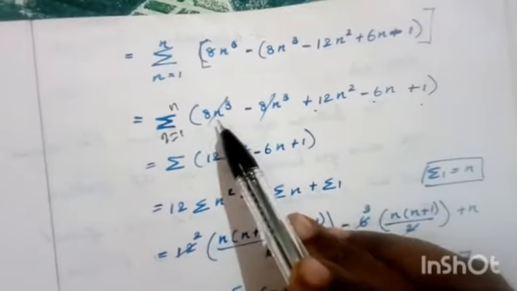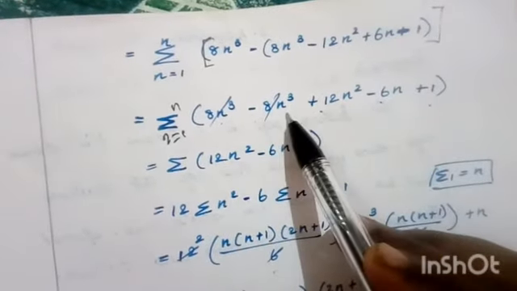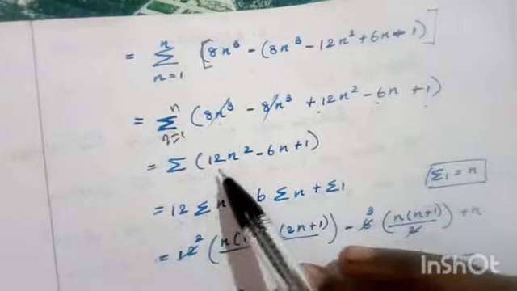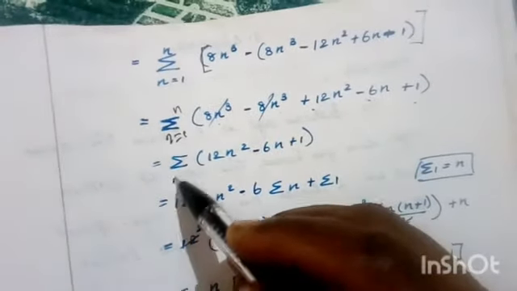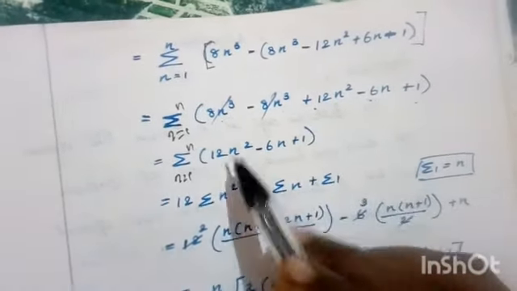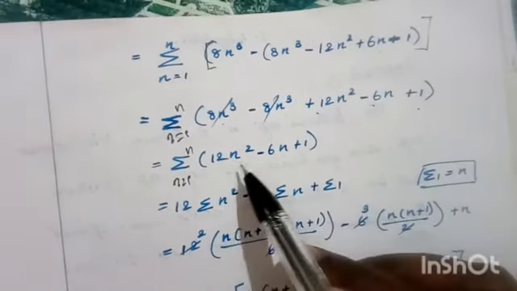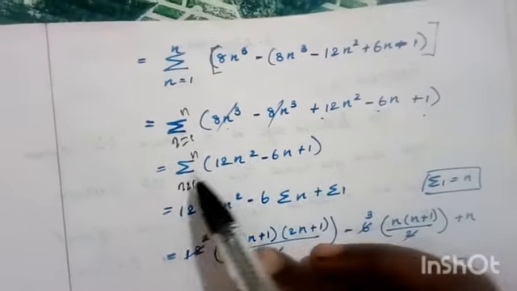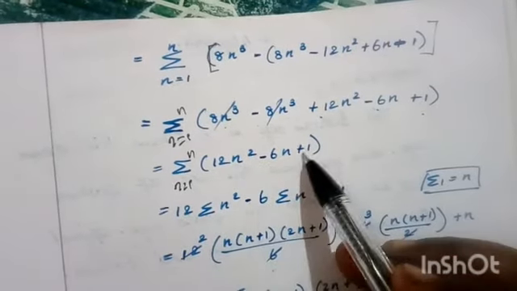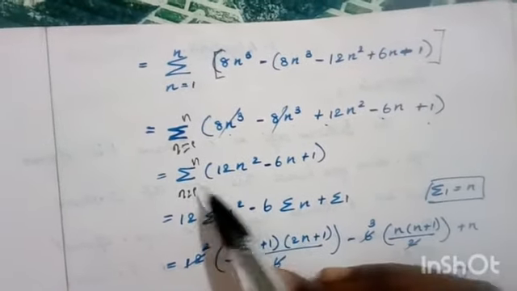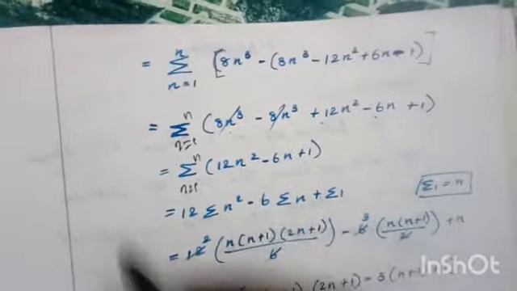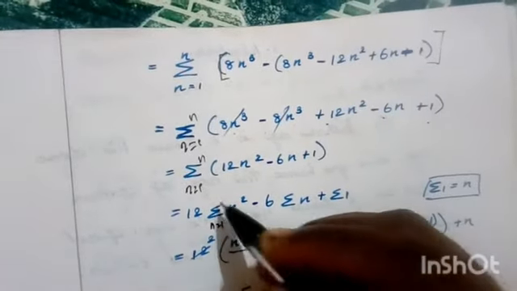Now the plus 8n cube and minus 8n cube cancel. So after cancelling, we have the summation for n equal to 1 to n of 12n square minus 6n plus 1. Here you have to take the summation inside, that is sigma, for each one, n equal to 1 to n.